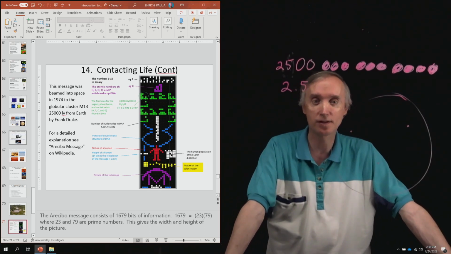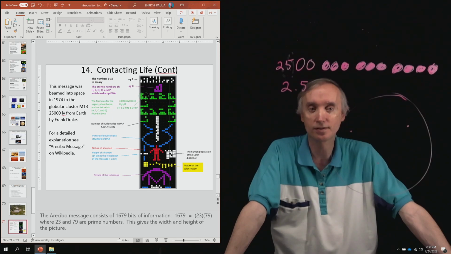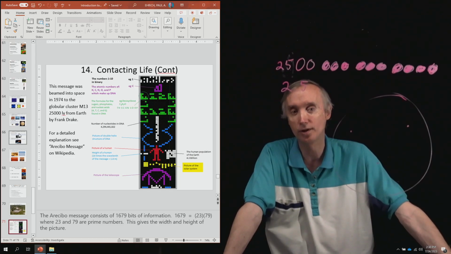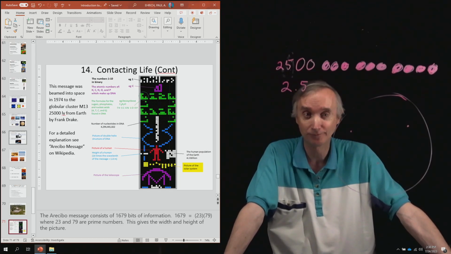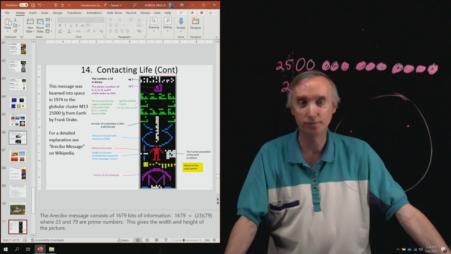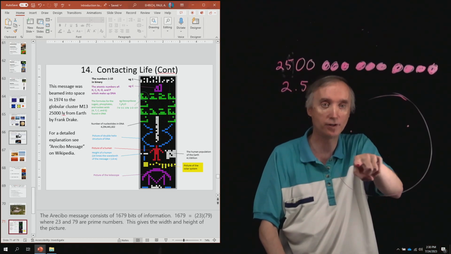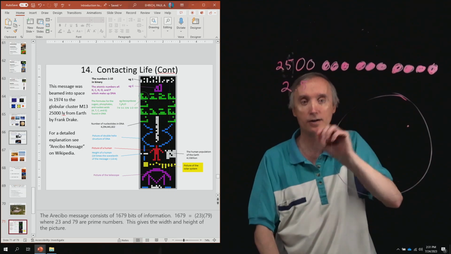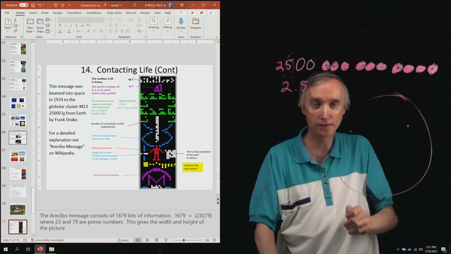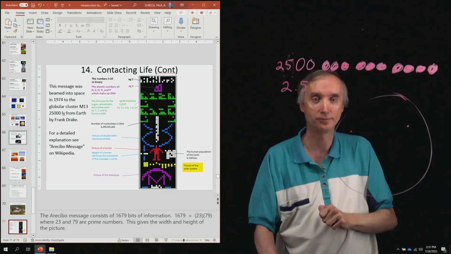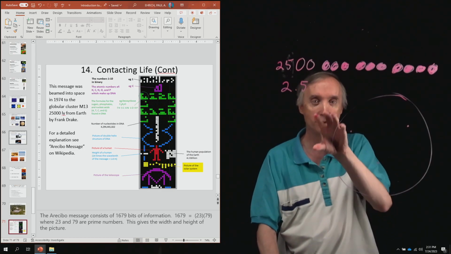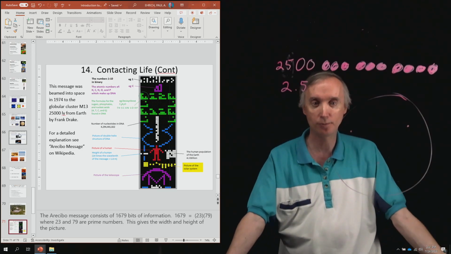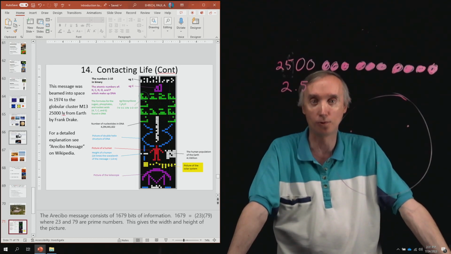So this alien civilization is supposed to see 1,679 pieces of information and say to themselves, oh, well, that's 23 times 79. Okay? Then they're supposed to recognize that if you take 23 going this way and 79 going up, then those 1,679 bits of information make a picture. That's the picture. Now that picture's in color. The picture would be in black and white. But that would be the picture that would be produced if they put it in the correct order.